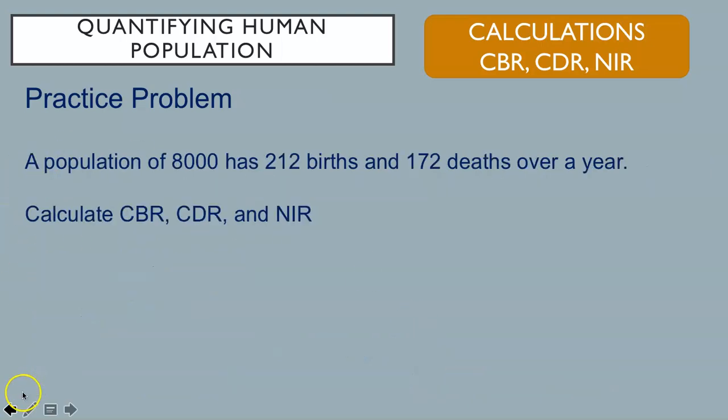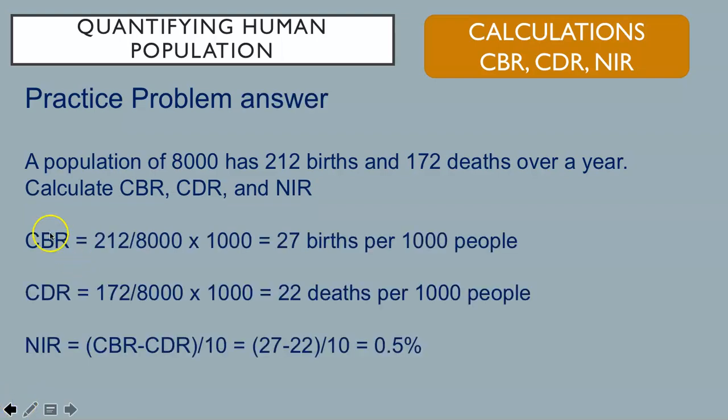Make sure that you understand these workings. Here is another practice problem. A population of 8,000 has 212 births and 172 deaths over a year. Calculate CBR, CDR, and NIR. And here are the workings for this practice problem.